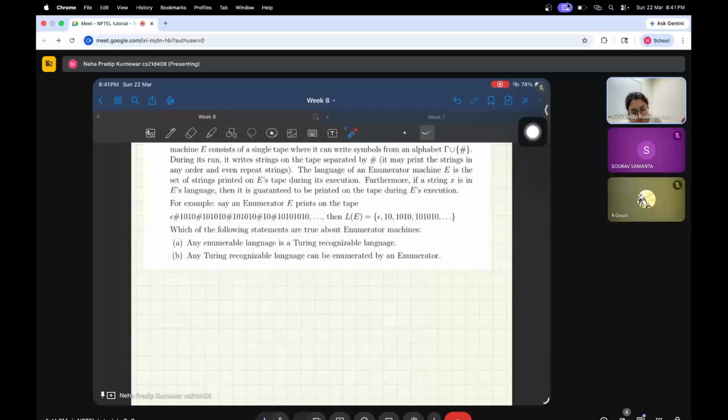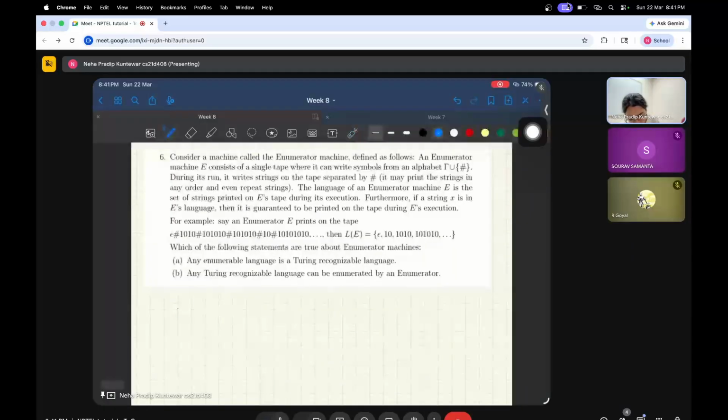So, we will define a new machine which is called an enumerator.